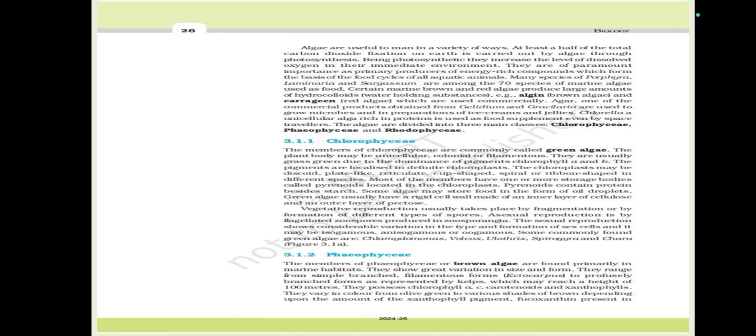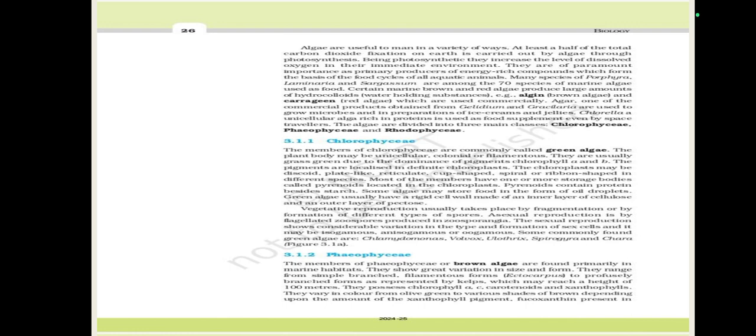Phaeophyceae. The members of Phaeophyceae, or brown algae, are found primarily in marine habitats. They show great variation in size and form. They range from simple branched filamentous forms, Ectocarpus, to profusely branched forms represented by kelps, which may reach a height of 100 meters. They possess chlorophyll a, c, carotenoids, and xanthophylls.